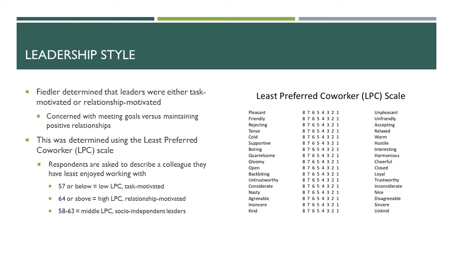Or if your score falls between 58 and 63, you have a middle LPC and are determined to be a socio-independent leader. These individuals are considered self-directed and not overly concerned with the task or the relationships. And in my research, the middle LPCs were not spoken of often, so I will not contribute much information concerning these particular individuals.